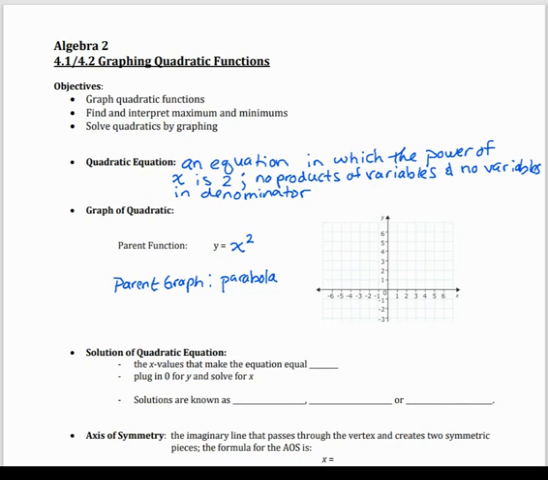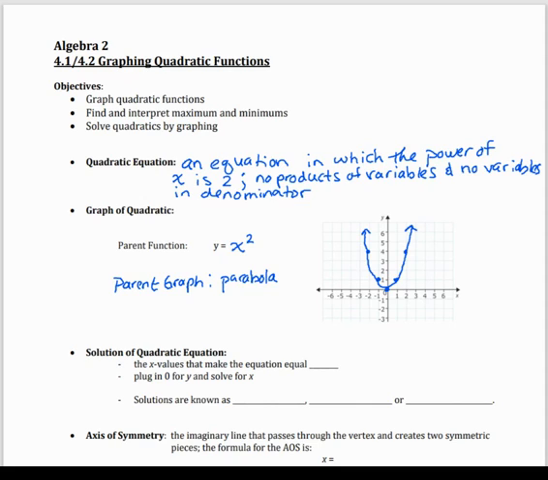Recall the parent function starts at the origin. Our vertex is at the origin, and we go up 1 over 1 for the second 2 points, and then up 4 and over 2 for our other points, okay? This is not a linear equation, so there is not a slope. It is a parabola, which is a curve.